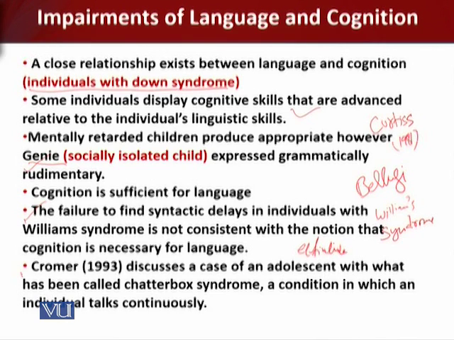So here we have contrasting results as far as syntactic expression and impaired language abilities are concerned. We have one where we have Williams syndrome and the other, the chatterbox syndrome, where the differences in results have been proposed by different researchers.